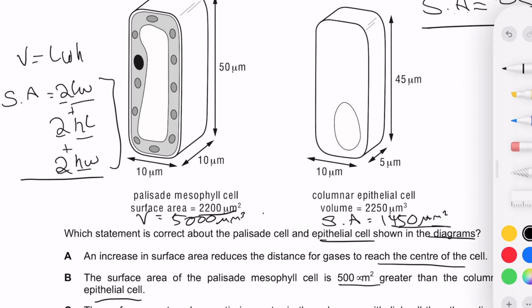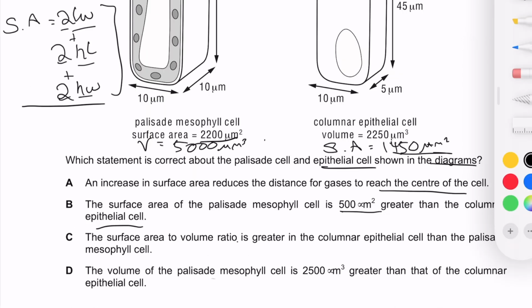Let's check using the calculator in case we were terrible at math. I mean, sometimes I need to check for 1 plus 1, so I have to check. It's 1.51 times greater, so no, it's not 500 times. The surface area to volume ratio is greater in the columnar epithelial cell than the palisade mesophyll cell.